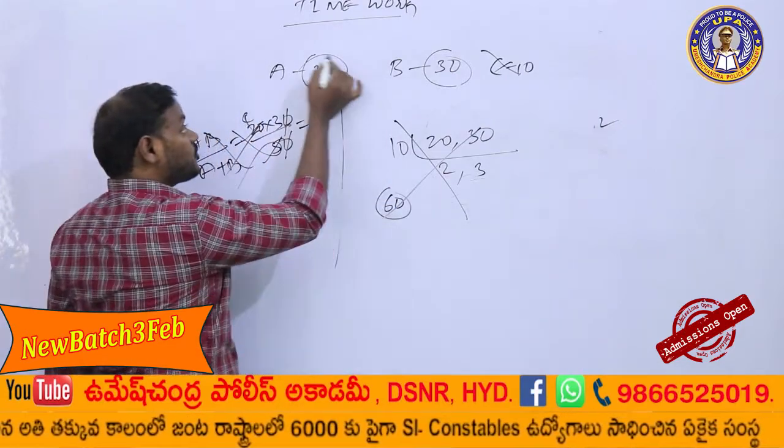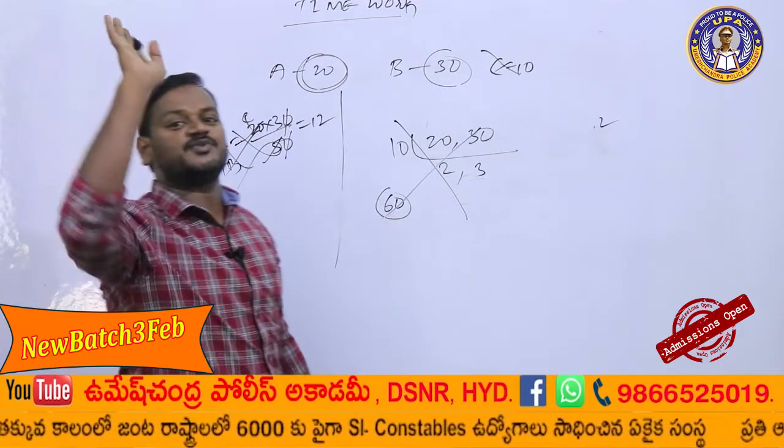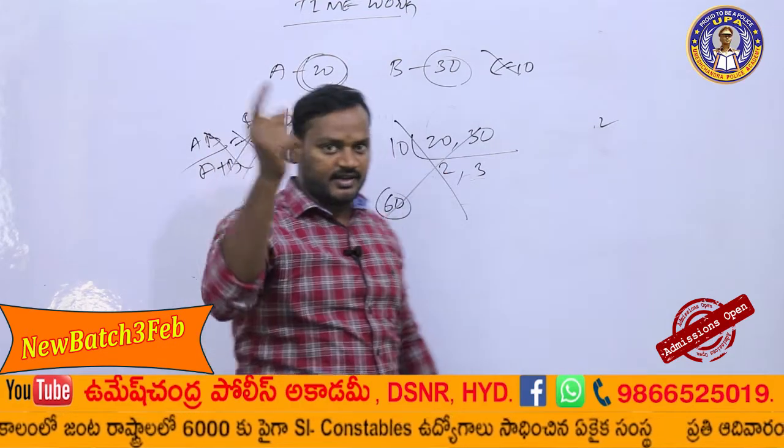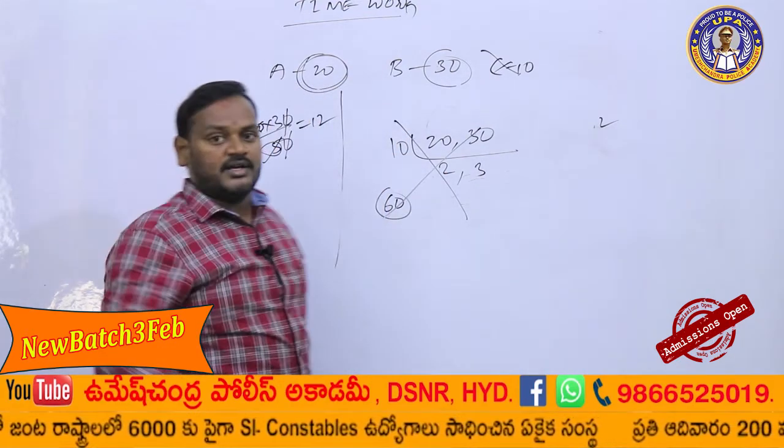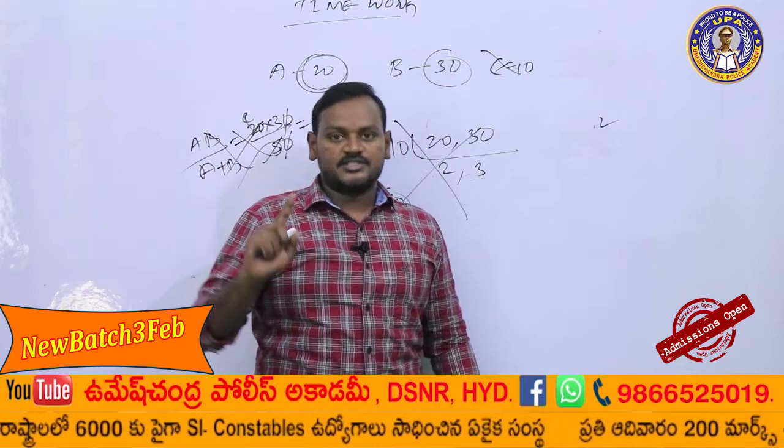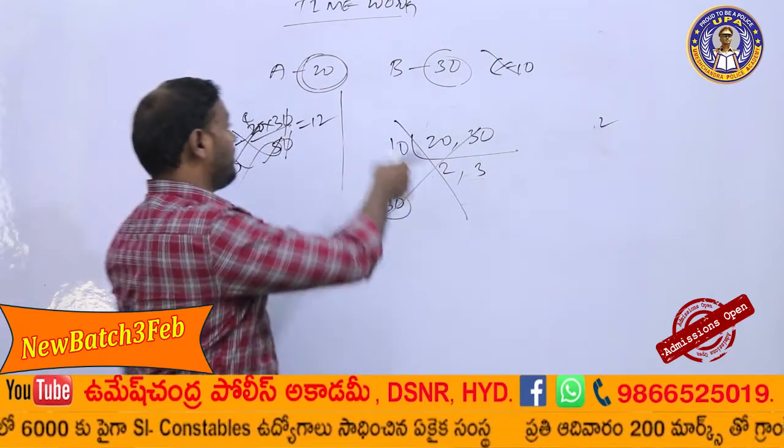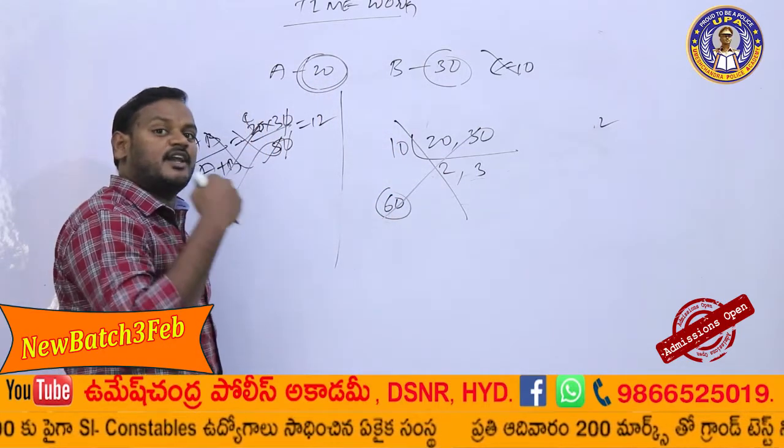But 60 can be divisible by 20, yes or no? Yes, that's why the target is 60. So come again. We need to choose the biggest number only, and after that we need to make it double. 30 doubled means 60. 60 can be divisible by 20, right? So that's why the target can be 60.